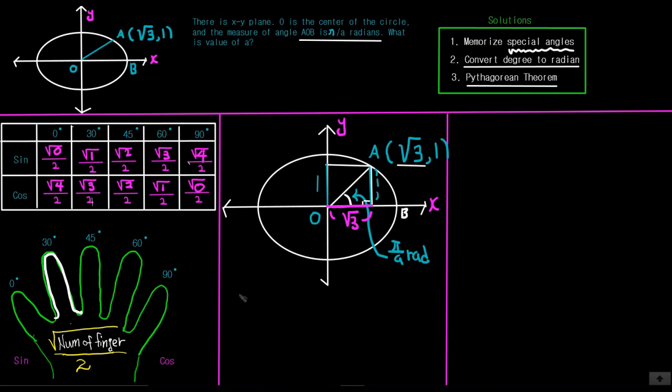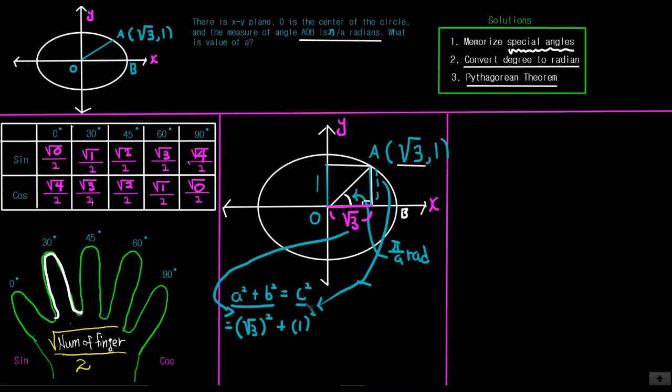And for the Pythagorean theorem, we know that a squared plus b squared should be equal to c squared, where a and b are just legs and c is the hypotenuse. And we can bring our information down, and for a, we can bring square root of 3 squared from here. And then we can bring plus b squared as 1 squared. And that should be equal to c squared, but we don't know the value of the hypotenuse.